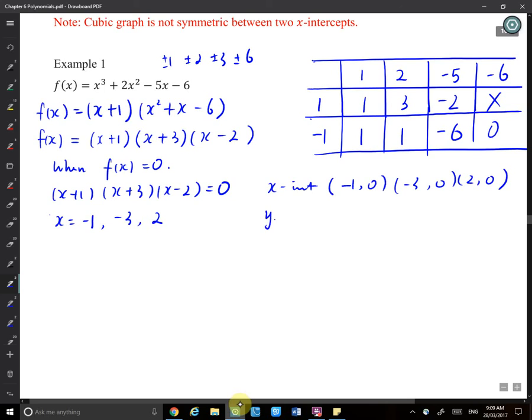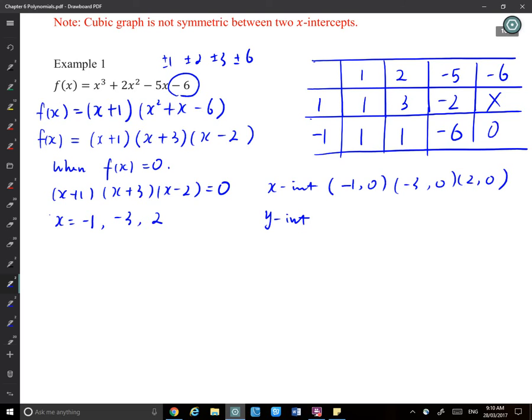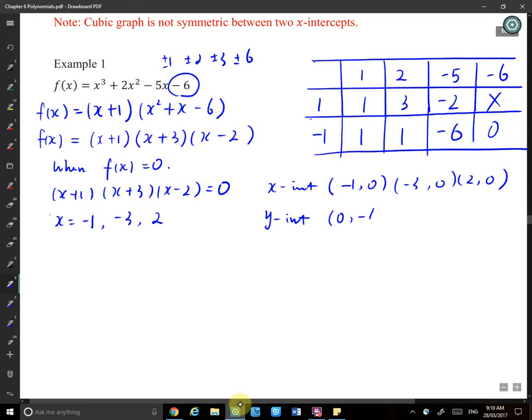What's the y-intercept? You can tell me in half a second. Negative 6. See the constant? Because when you sub 0 in, they're all 0, you're only left with negative 6. Okay, not sub into this one, sub into the original one. The last number is minus 6. So the y-intercept is actually (0, minus 6).